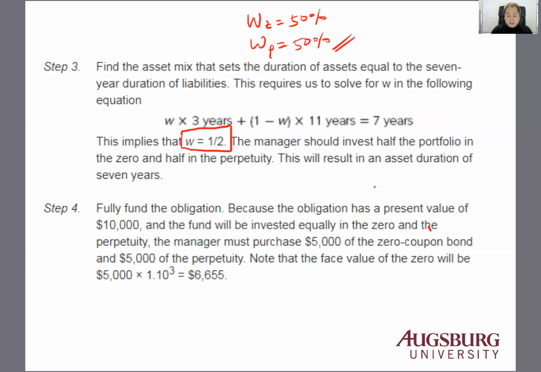To get fully funded, what you should do is, now you basically have the present value equal to $10,000, right? So you must purchase $5,000 of zero coupon bond and $5,000 of perpetuity, right? And for the $5,000 zero coupon bond, the face value is 5,000 times 1 plus 10% to the third, because they have 3 years zero coupon bond. So $6,655 face value zero coupon bond. So that's the first step.